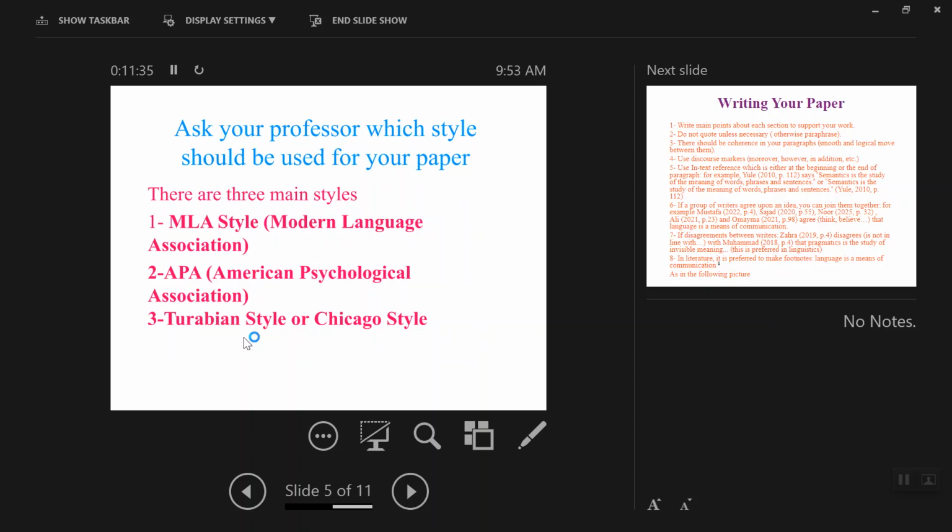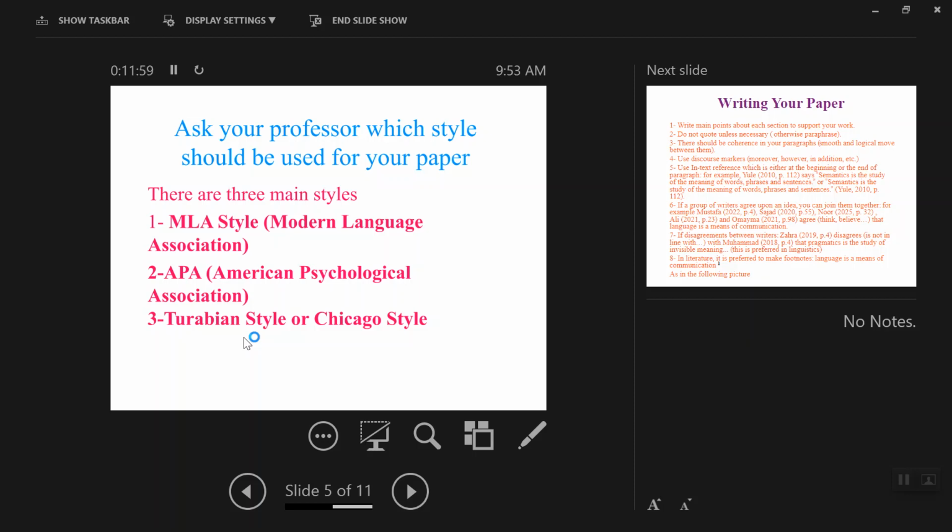Very important here, when you start writing, you have to ask your teacher, your professor, your supervisor, which style should be used for my paper? Which style? Do I write haphazardly, randomly, or is there a style that I have to follow? Of course, there is a style.